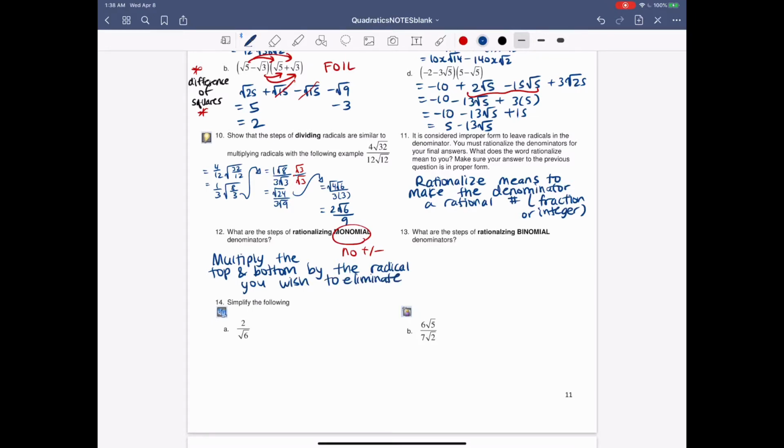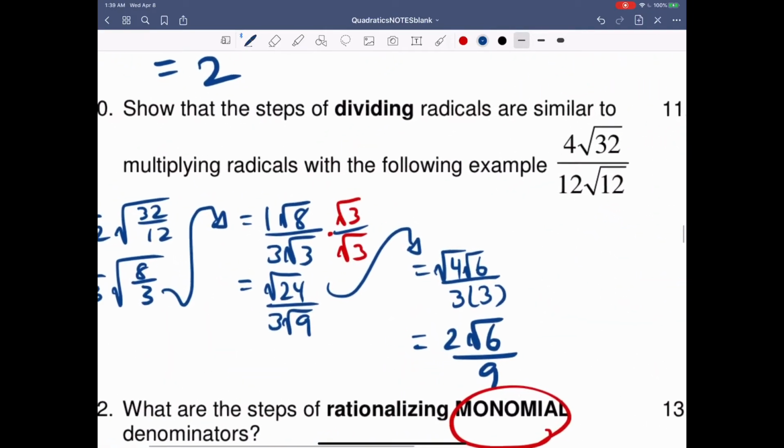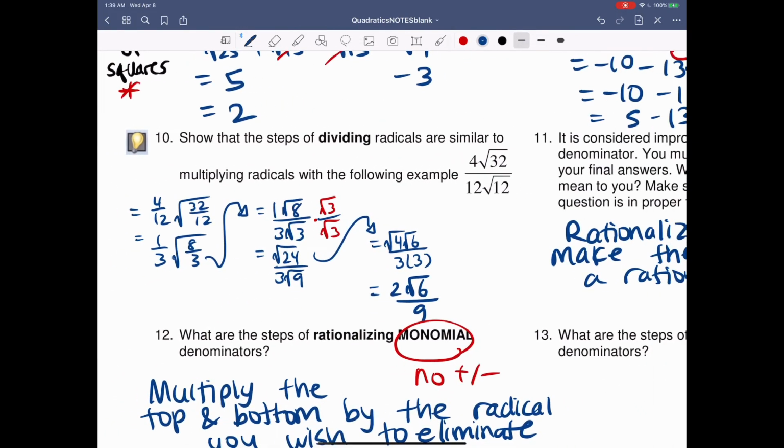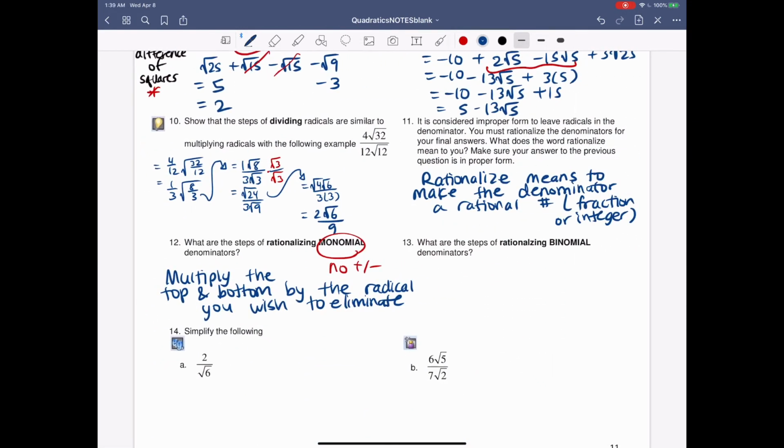Meaning, how did I get rid of that square root 3 on the bottom? I wanted to get rid of it, so I multiplied it by square root 3 over square root 3. That will help me get rid of that square root 3, because you're multiplying it by itself, and so you're forcing a perfect square underneath, and you rationalize the denominator. So that is the case for a monomial.